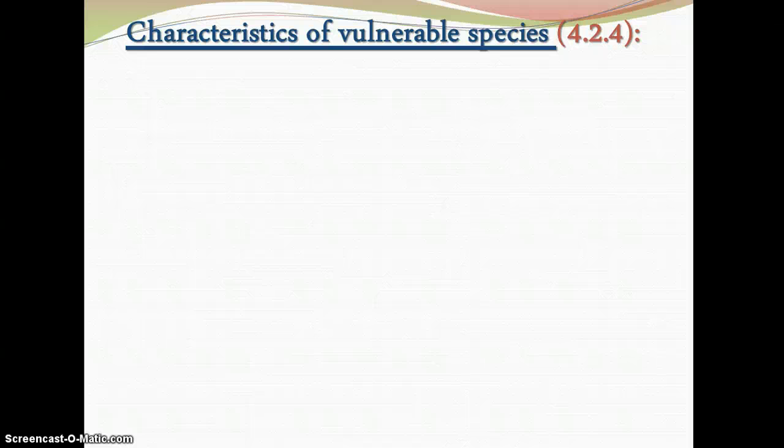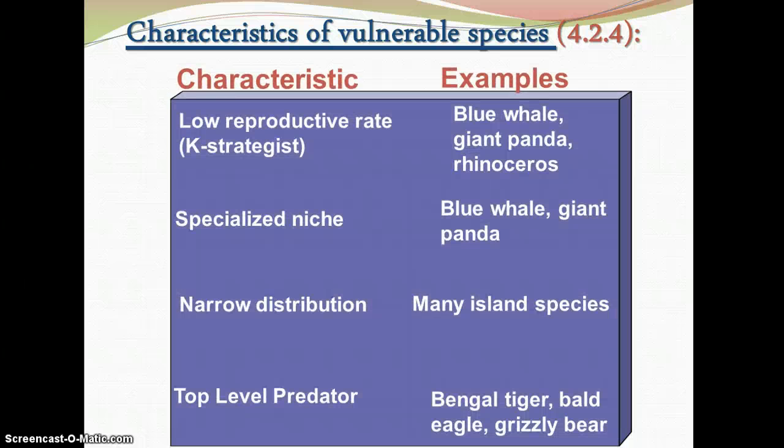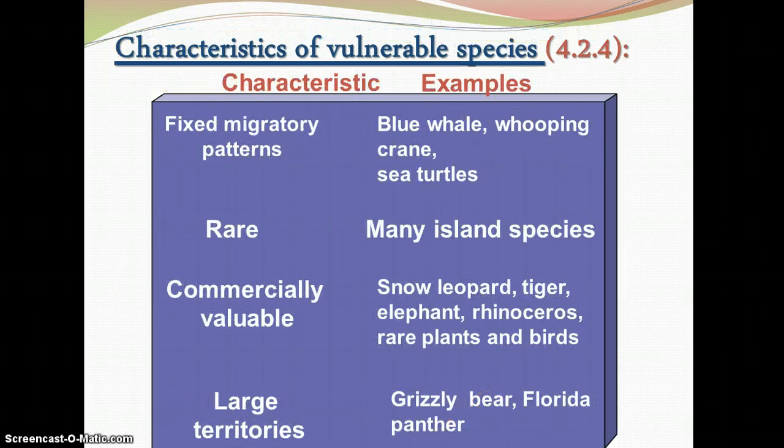Lastly, we have some characteristics that are very present in most often vulnerable species. These are things that are having very low amounts of babies. Here's some examples. Maybe they don't have very many habitats or foods that they like. They have a specialized niche. Maybe they don't exist many places. They only exist on islands like the Galapagos finches. Or maybe they're top order predators. We know that those things often are impacted by bioaccumulators the most.